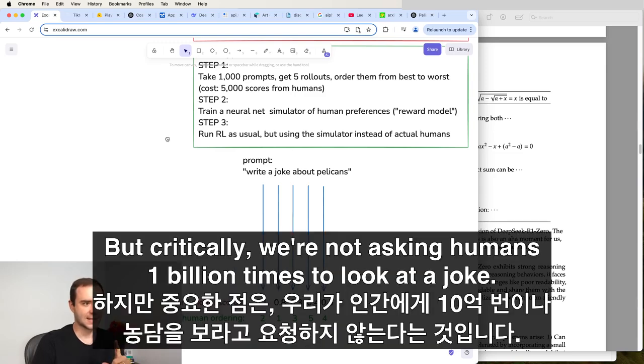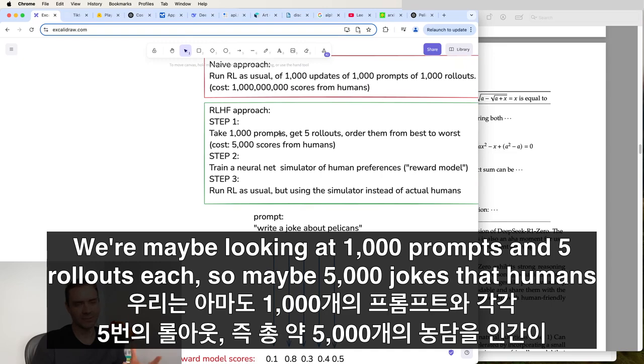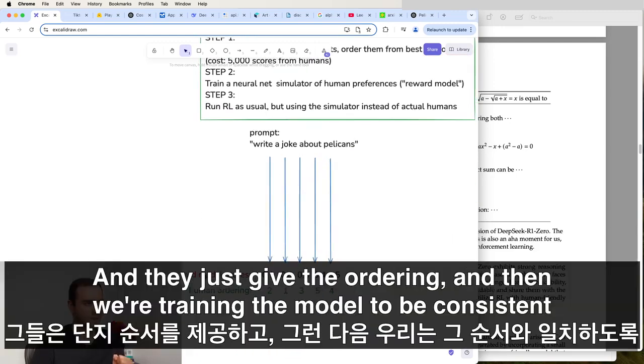But critically, we're not asking humans 1 billion times to look at a joke. We're maybe looking at 1,000 prompts and 5 rollouts each, so maybe 5,000 jokes that humans have to look at in total. They just give the ordering, and then we're training the model to be consistent with that ordering.